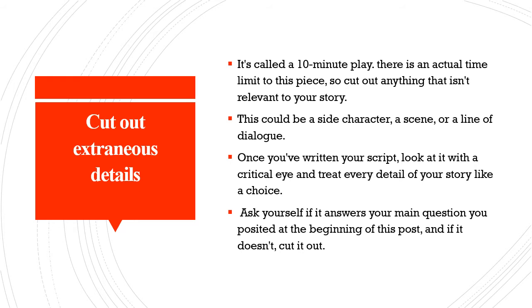Cut out extraneous details. It's called a 10-minute play. There is an actual time limit to the piece, so cut out anything that isn't relevant to your story. This could be a side character, a scene, or a line of dialogue. Once you've written your script, look at it with a critical eye and treat every detail of your story like a choice. Ask yourself if it answers the main question you posited at the beginning, and if it doesn't, cut it out. I do this myself as a playwright. If it doesn't move the story, I let it go, no matter how well written the line is.